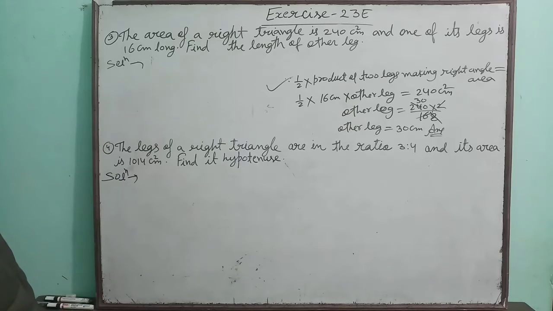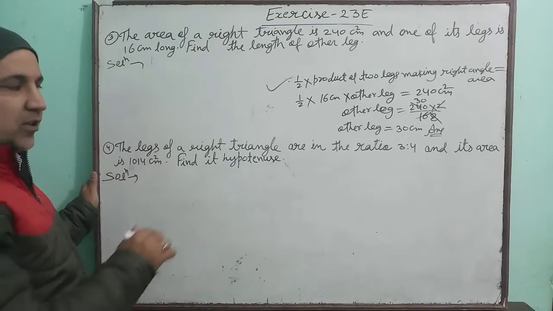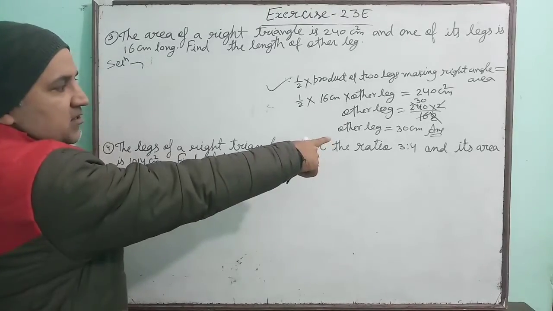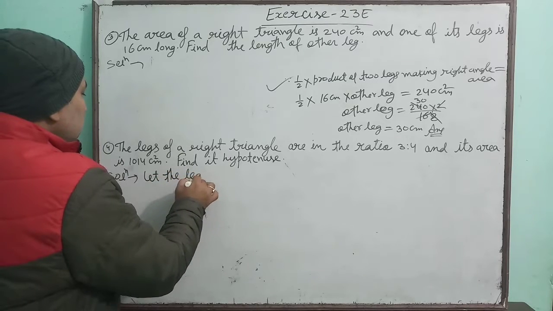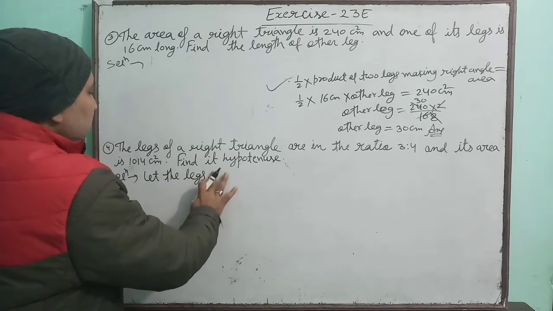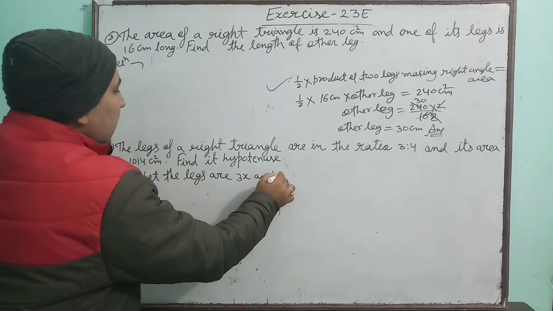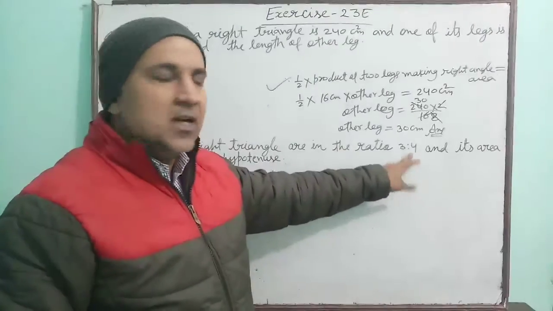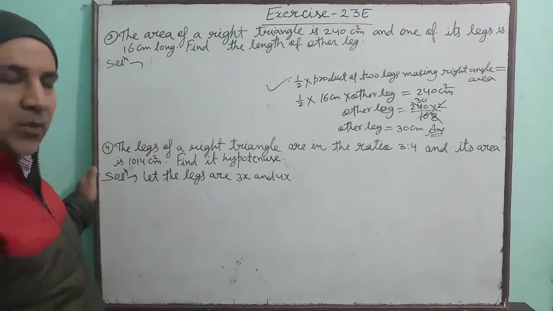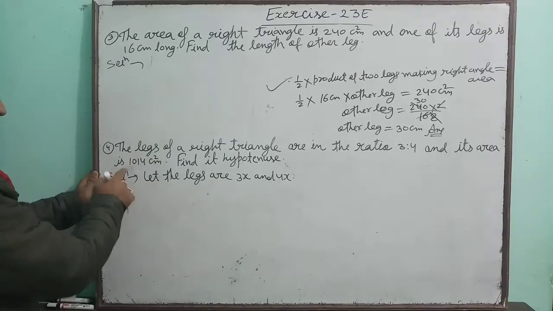The legs of a right triangle are in the ratio 3:4 and its area is 1014 centimeter square. Again the same question. The ratio of two legs is 3 and 4. So suppose that let the legs are 3x and 4x. This is the technique if in the ratio something is given. Attach one variable with each term. Okay. First leg is 3x, second leg is 4x, and area is 1014.